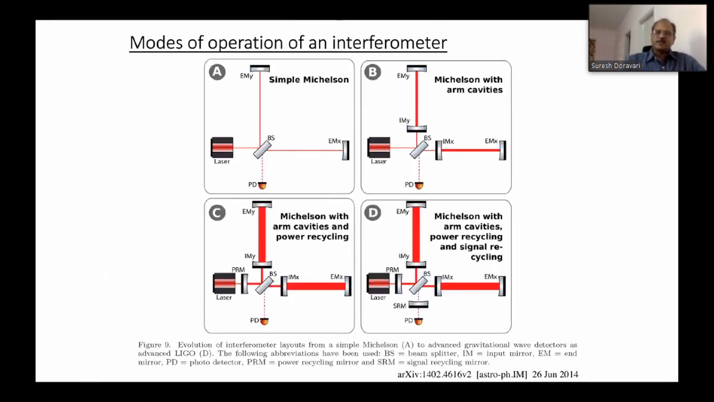The interferometer is gradually brought up into its operational point, starting from a simple Michelson, and then through the Fabry-Perot arms of the Michelson. Then you have a power recycled Michelson, and then you have a power and signal recycled Michelson. So this is a kind of staged build up towards the final configuration. This is typically how we bring the interferometer into an operational state.